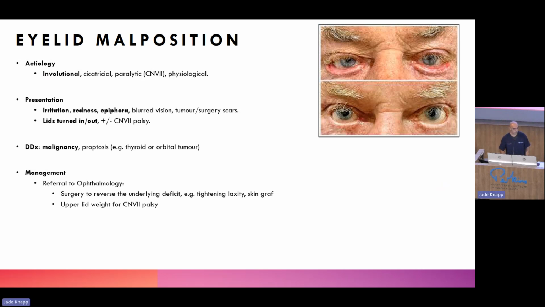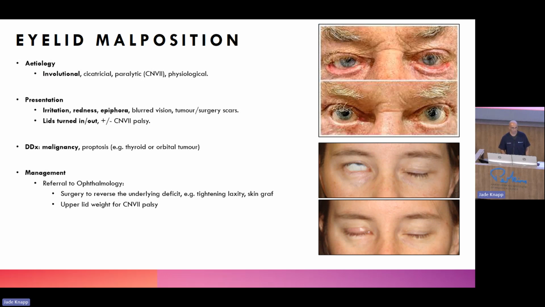If they've got a seventh nerve palsy, then once the lesion's stable, they'll have a metal weight, actually, so you know where the lid is going to sit. They'll have a little gold weight inserted, so mechanically it pulls the top lid down. And that can stay there for years and years.